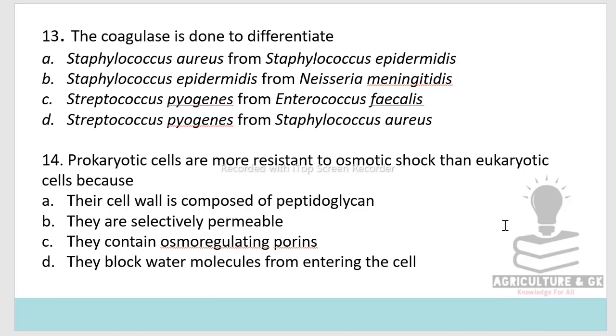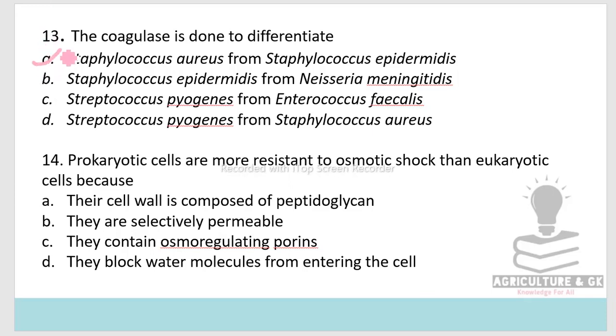So the coagulase test is done to differentiate Staphylococcus aureus, that is gram positive, from coagulase negative staphylococci or Staphylococcus epidermidis. So coagulase is an enzyme, and who produces this enzyme? It is produced by Staphylococcus aureus, which converts soluble fibrinogen in plasma to insoluble fibrin. So the coagulase test is done to detect free coagulase. And here our answer is option A.